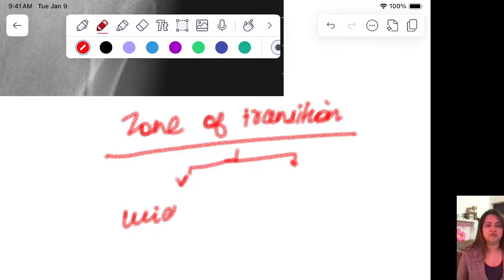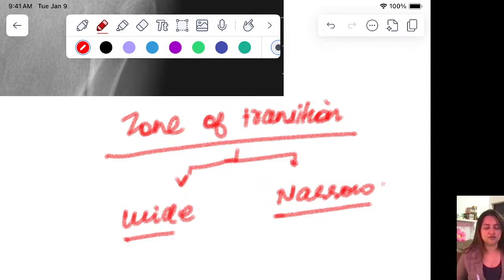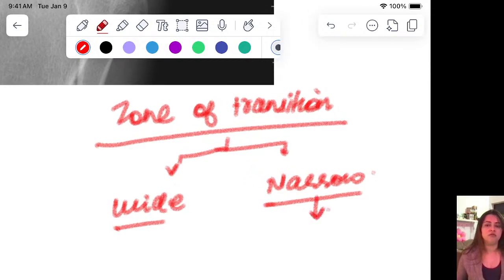Zone of transition could be wide, zone of transition could be narrow. What do you mean by narrow zone of transition? So narrow zone of transition matlab, supposing this is the bone, this is a lesion and then we have a normal bone. यहाँ पे abnormality है, यहाँ पे बिल्कुल normal bone है.